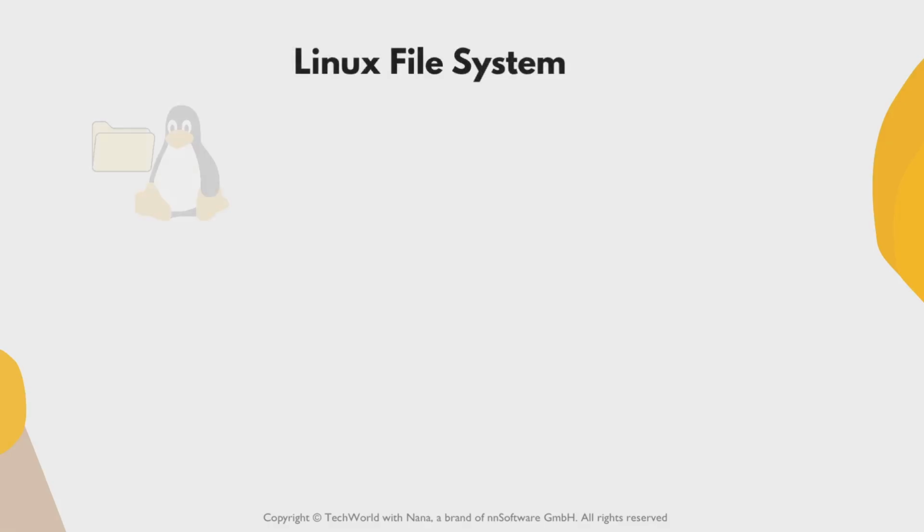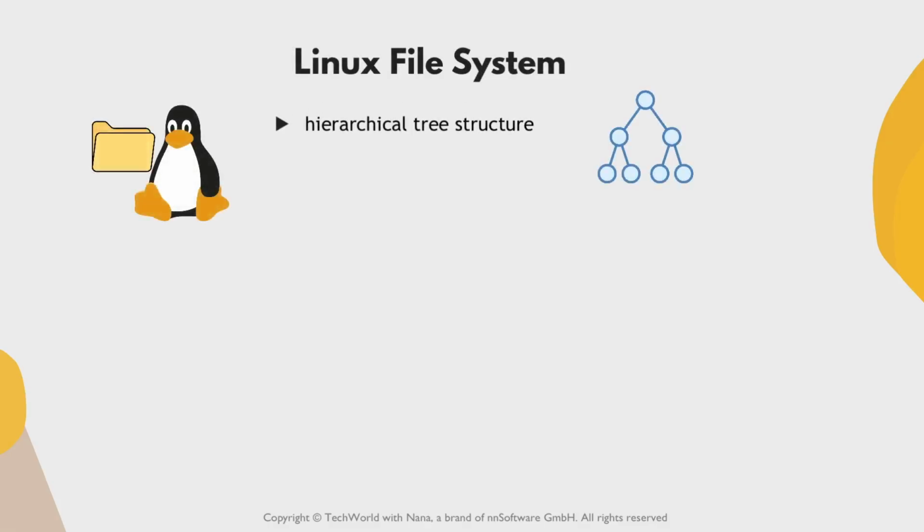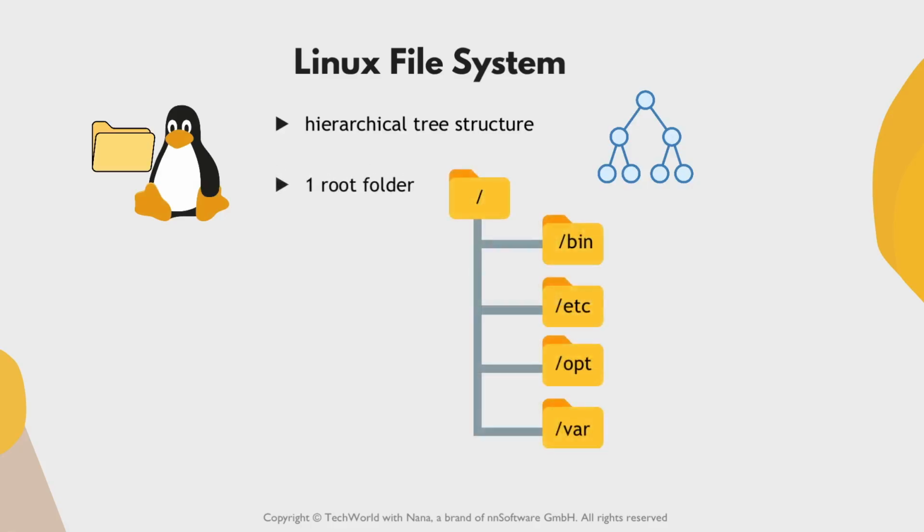First of all, the Linux file system is a hierarchical tree structure. We have the root folder, just like a tree root, and inside the root folder we have a couple of folders which each has its purpose. And inside those folders we have other folders and files, and the hierarchy just goes on like that.